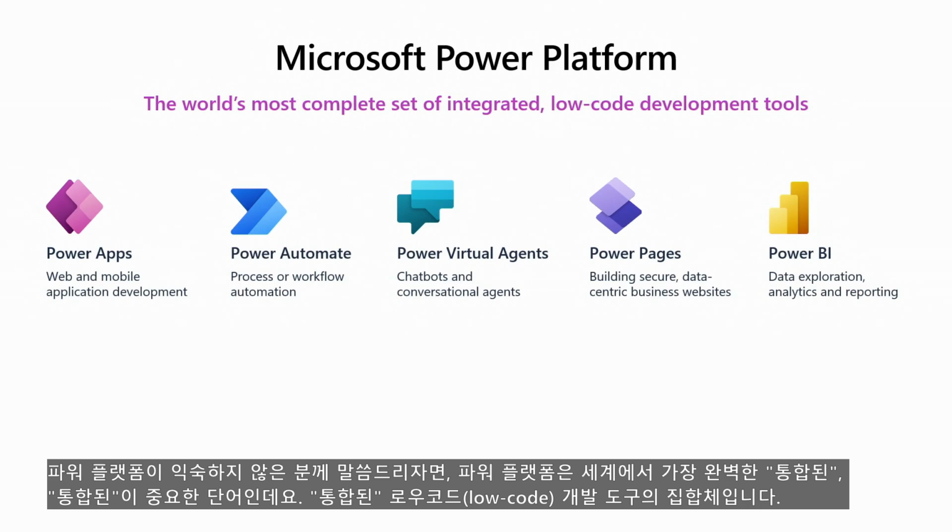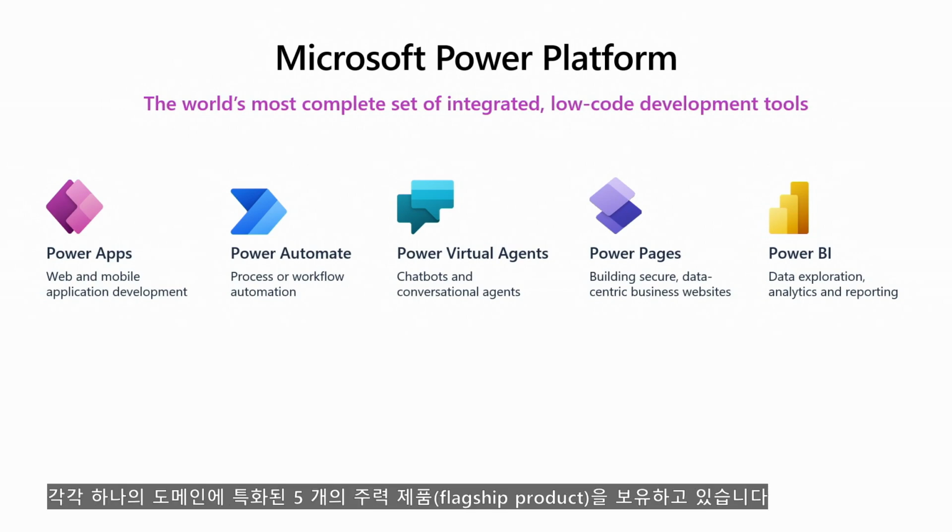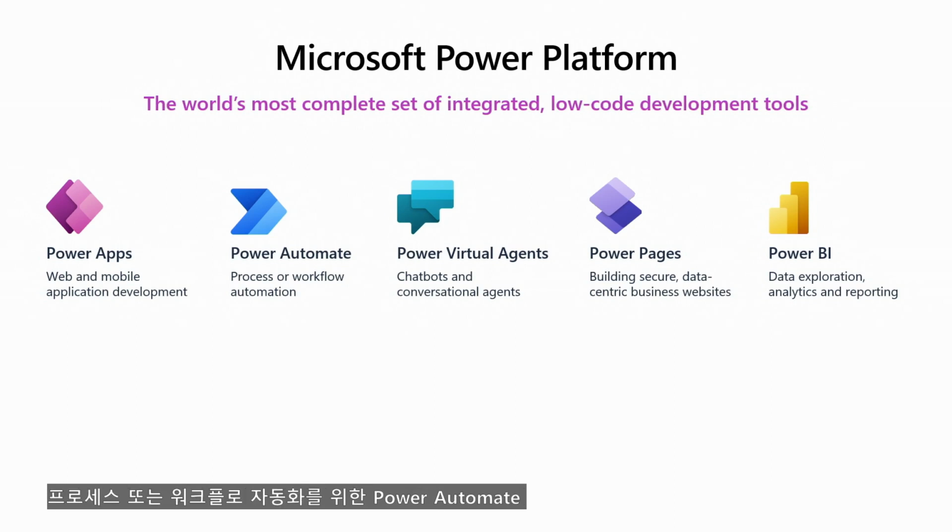The Power Platform, for the ones who are not familiar with it, is the world's most complete set of integrated, and that's a very important word, integrated, low-code development tools. We have 5 flagship products, each one specialized in one domain, which include Power Apps for web and mobile application development, Power Automate for process or workflow automation, Power Virtual Agents for chatbots and conversational agents, Power Pages for external data-driven secure websites, and Power BI for data exploration, analytics, and reporting.